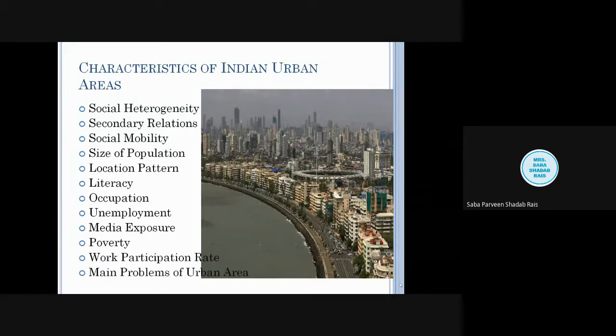Now, what are the main problems of the urban area? When we talk about the main problem, the biggest problem is the pollution in the urban area. Why is pollution increasing? Because here we are using more and more means of transport, and more and more industries are there. The population, compared area-wise with the rural area, is double or triple, so it is very much high as compared to the rural area.